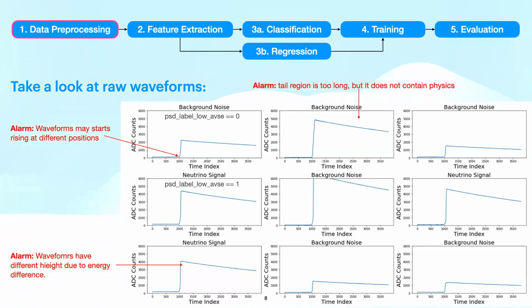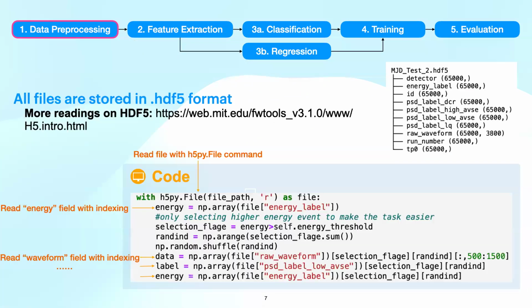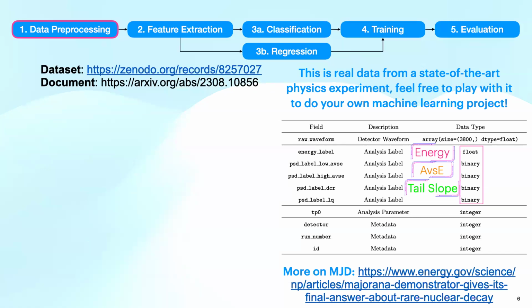Just to clarify, the PSD label equal to 1 just means neutrino signal, and equal to 0 just means background? Exactly, yes. So how do you define your signal and background here? Remember, our data actually come with this analysis label.